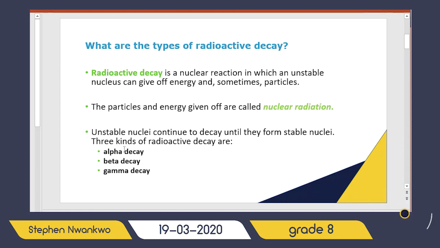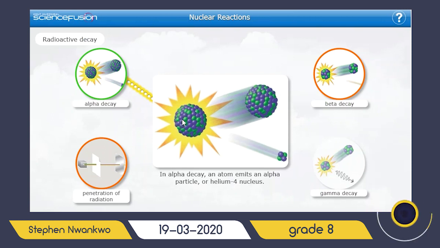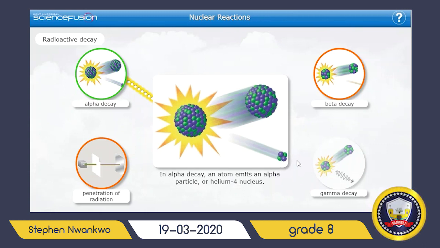We will see alpha decay, beta decay, and gamma decay. Each of these has different properties and different processes. So we will discuss them one by one in order to understand. In alpha decay, an atom can emit one alpha particle which has 2 protons and 2 neutrons. Okay, the alpha particle is always shown like this, with 2 protons and 2 neutrons.